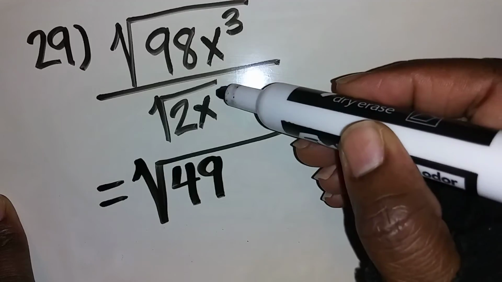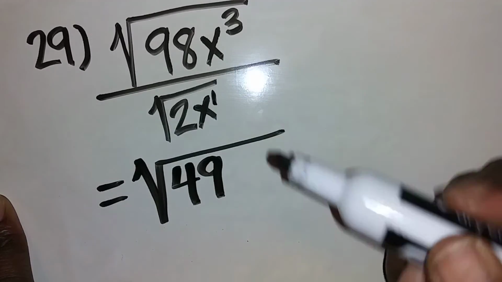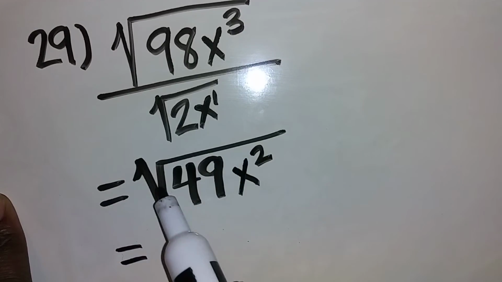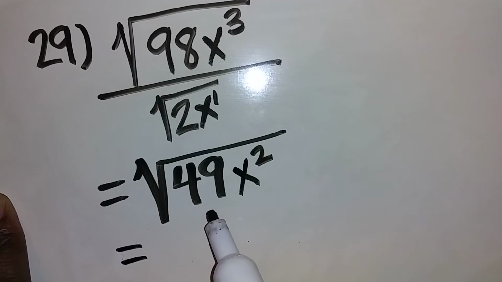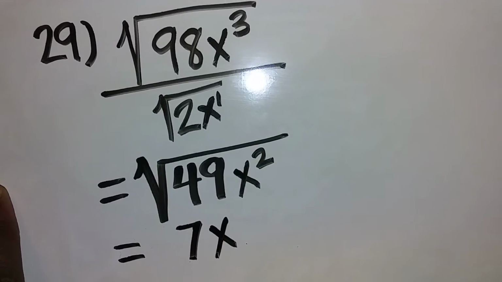Remember, you have an x to the 3rd over x to the 1. So 3 minus 1 is x squared. I need 2 of the same. So the square root of 49 is 7. And the square root of x squared is x.